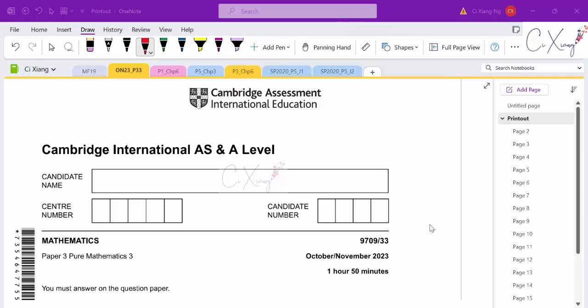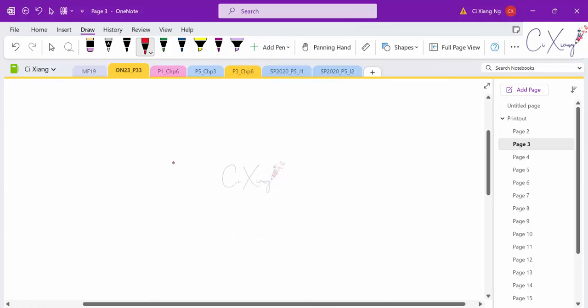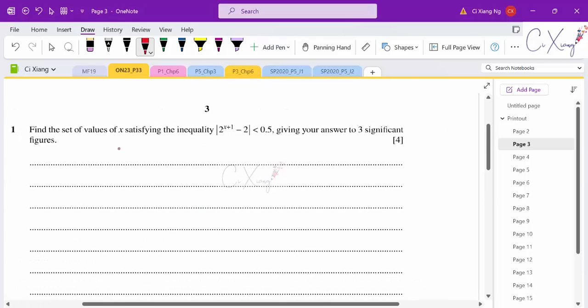Okay, so in this video, we'll be discussing the paper 3 for year 2023, October, November, paper 3. So let's have a look for question number 1. Okay, so they are given us the inequality that involve the modulus function. They want us to find the value of x that satisfy this one.